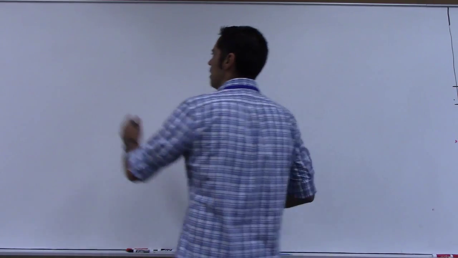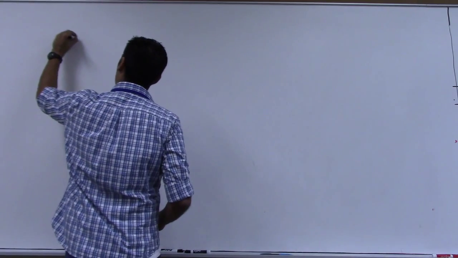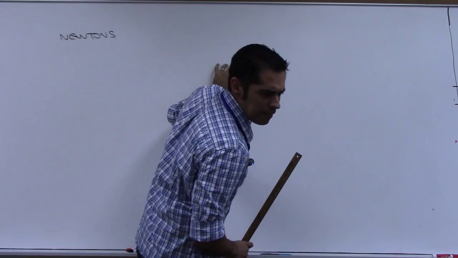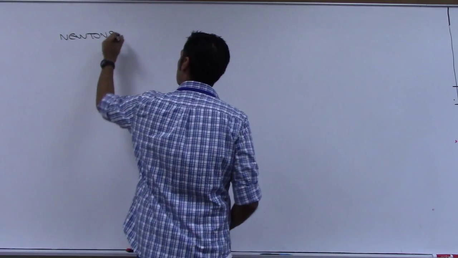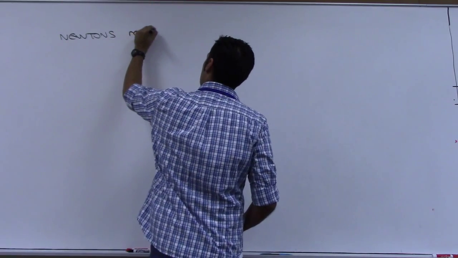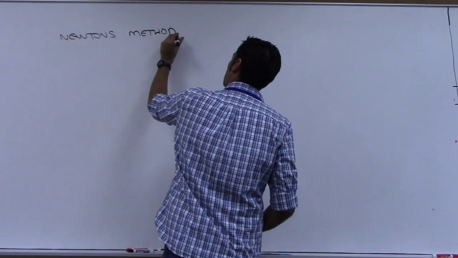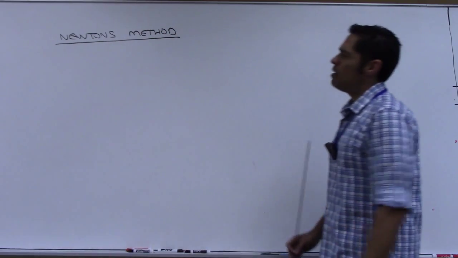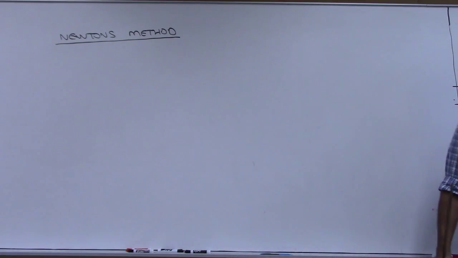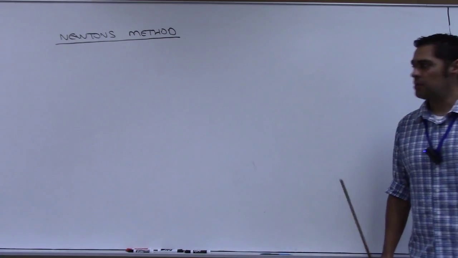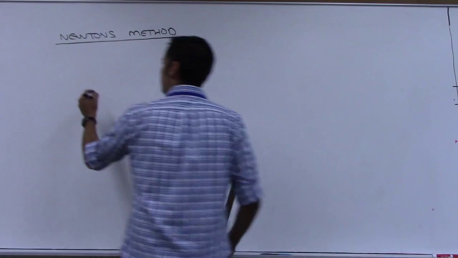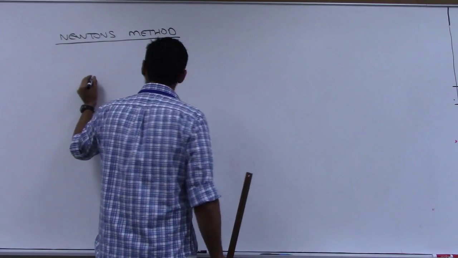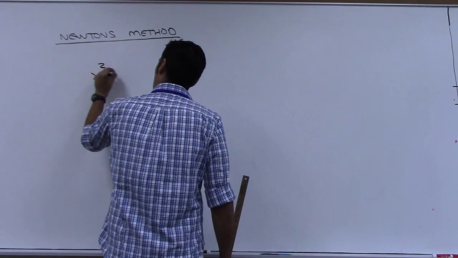All right, so here's the idea. Newton's method, section 4.6. This is kind of one of the more primitive ways that computers solve equations. So imagine that I have an equation. And let's just take something simple: x squared equals 2.